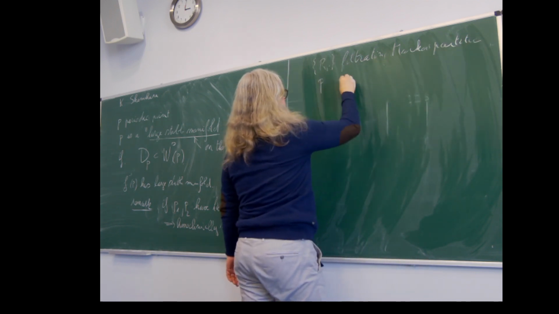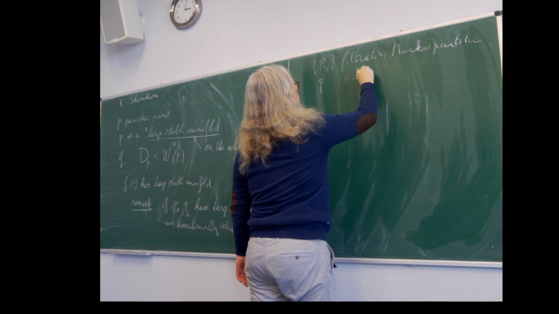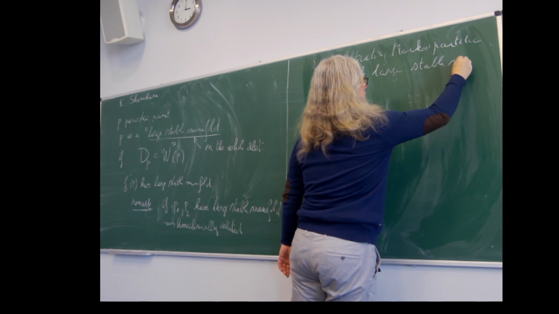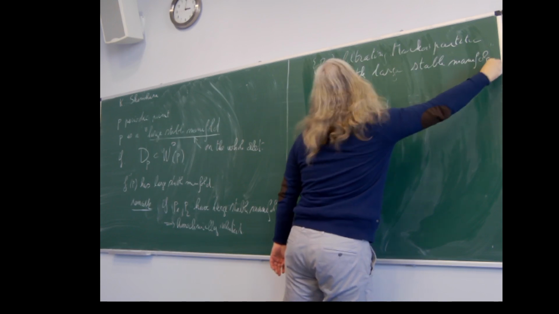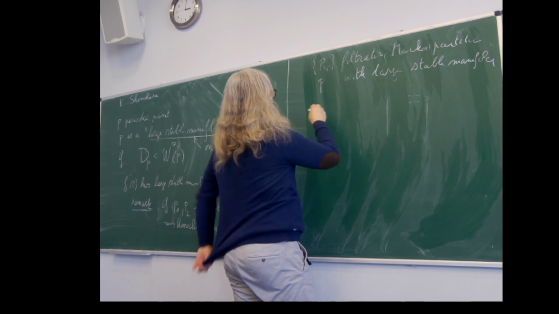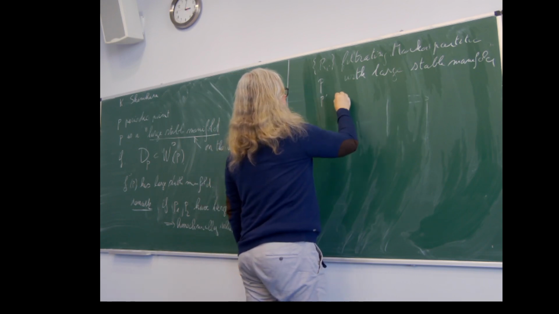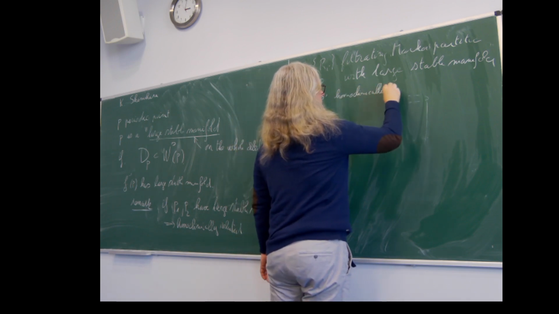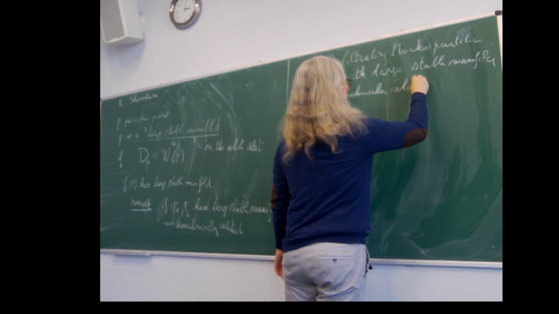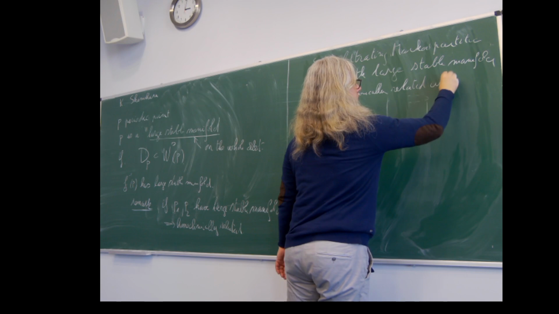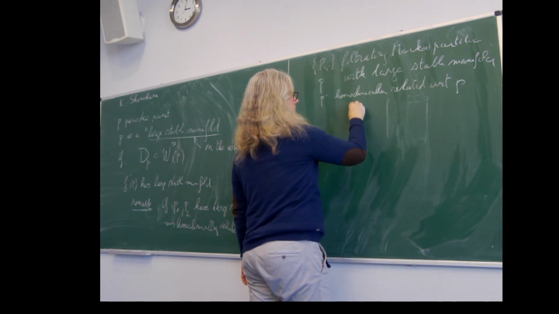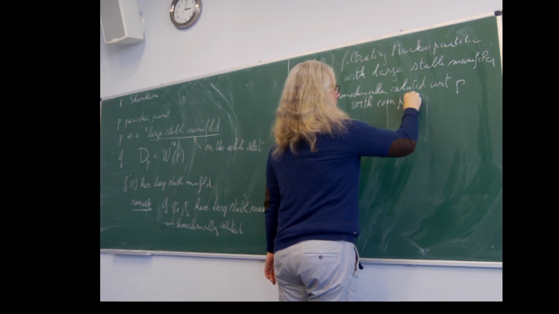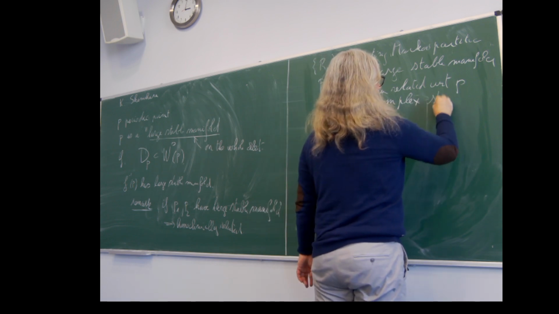My point P with large stable manifold. I want some point P prime homoclinically related with P, with complex eigenvalue, with complex stable eigenvalue.